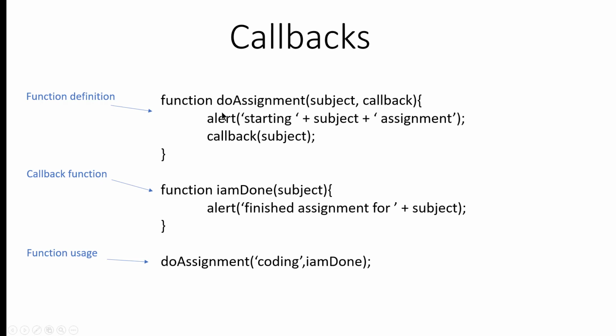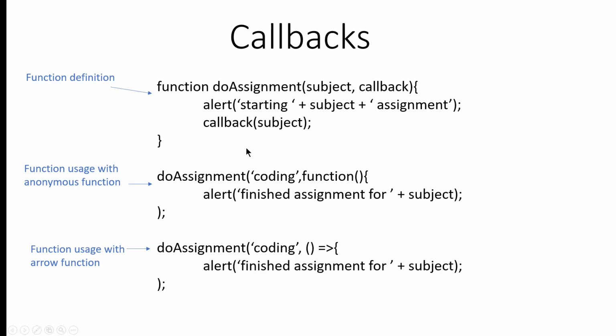When we do this, we should see an alert saying starting coding assignment. And then soon after, we will see another alert saying finished assignment for coding. So we have the original function and its callback value.